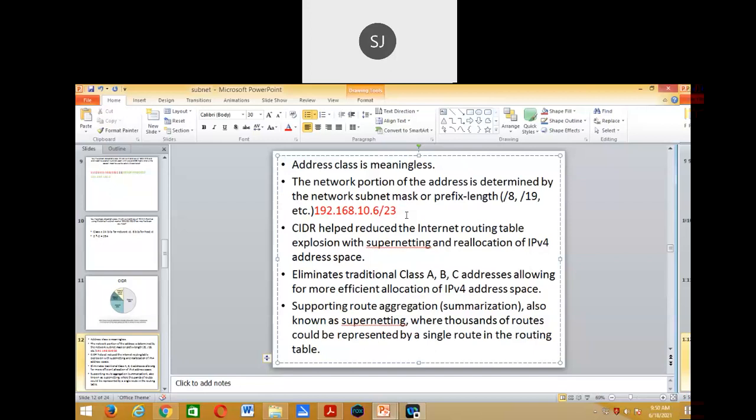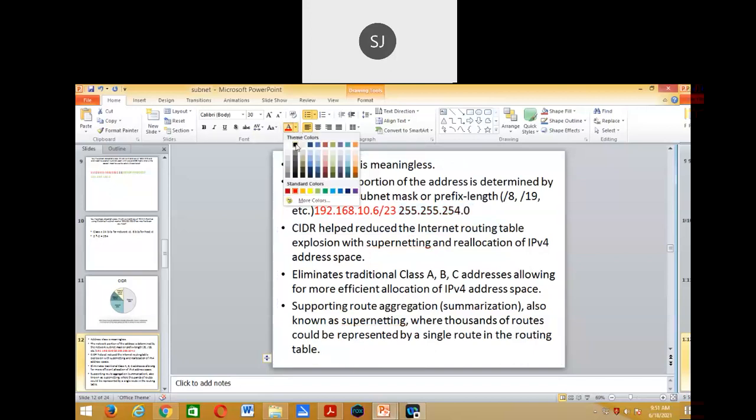Others also please work it out. It is very simple. 23 ones followed by 9 zeros. So what is the subnet mask? It is 255.255.254.0. So this is the subnet mask. Correct? In this way the problems will come.